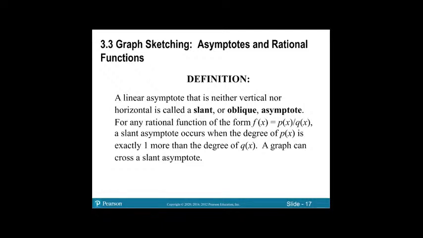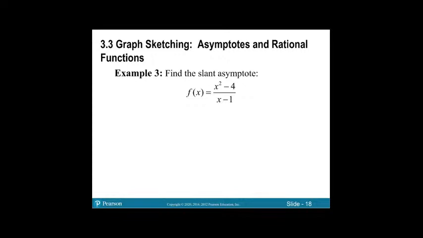Find the slant asymptote. Okay, so here notice that the degree of the numerator is exactly one more than the degree of the denominator, right? 2 over 1. So here we basically want to do polynomial long division. We're going to say the top divided by the bottom. So let's do polynomial long division. We have this x minus 1. We want to divide that into x squared. I'm going to add this placeholder of 0x minus 4, okay?